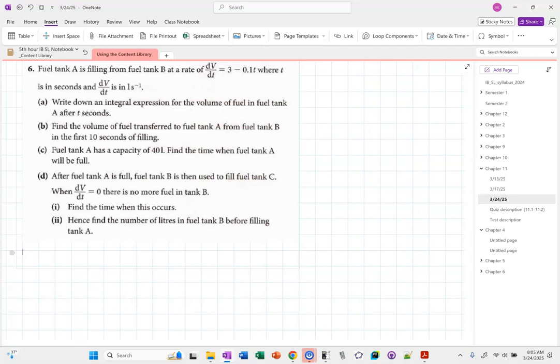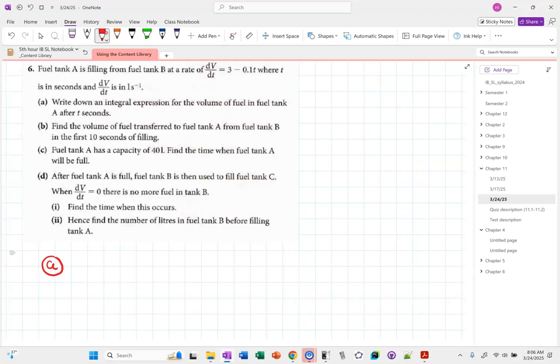So it says fuel tank A is filling from fuel tank B at a rate of dV/dt equals 3 minus 0.1t, where t is in seconds, and dV/dt is in liters per second. I'm guessing that's supposed to be a lowercase l because we're talking about a volume. So part A says write down an integral expression for the volume of the fuel tank A after t seconds.